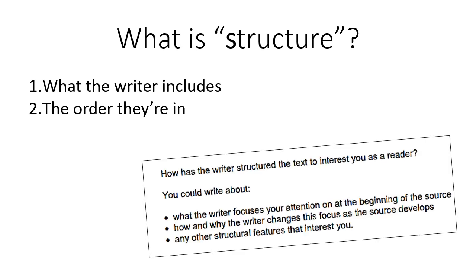Have a look at this GCSE style question that you'll do when you're in year 11. And it asks, how has the writer structured the text to interest you as a reader? And then it gives you three things that you need to write about. What the writer focuses your attention on at the beginning, how and why the writer changes this focus, and then any other structural features that interest you. All those bullet points mean is what the writer includes and the order that they're in.